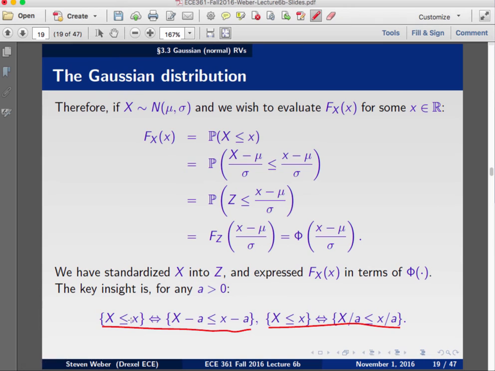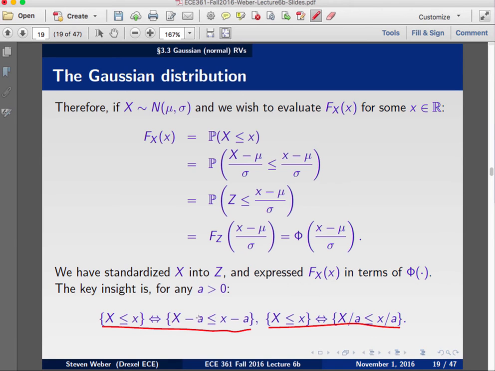So that we might call the shifting property of event equivalence, and this might be called the scaling property of event equivalence. Here, if a is any strictly positive value, then the event that the random variable x is less than or equal to the value little x is equivalent to the event that x divided by a is less than or equal to little x divided by a. For a concrete example, if a is 2 and x is 4, the event that the random variable x is less than 4 is equivalent to x over 2 being less than 4 over 2.